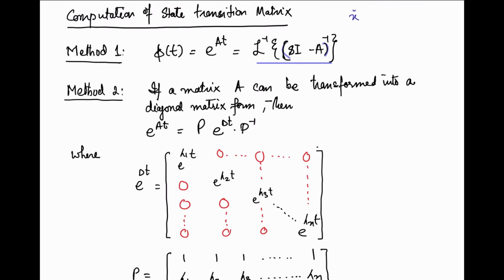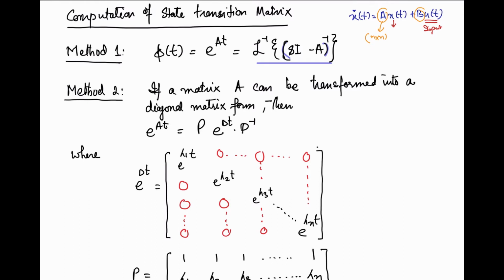This is obtained basically from the state space representation of your system. We know that x dot of t is equal to A into x of t plus B into u of t, where this u is your input and this is the vector of the state variables. B is the input matrix and A is the state matrix. So this state matrix A is of order n cross n, where n is the number of state variables which are used to define your system.